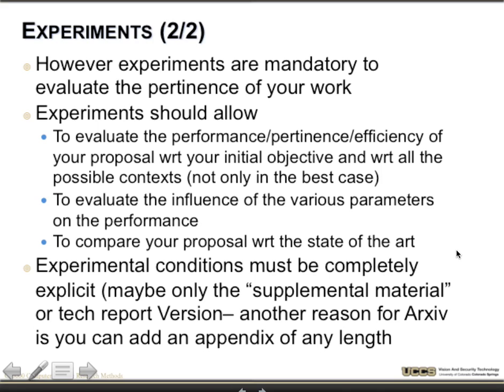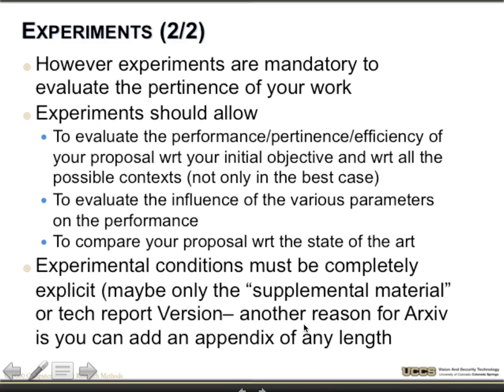In my view, in my field, we're now getting to the point where our reviews actually have questions about how reproducible the work is. Experimental conditions really should be completely supplied, and maybe you only put that level of detail in supplemental material, the tech report version. It's another reason why I like to see arXiv growing, because you can add an appendix of any length. Most ideal, which I try and push my students to do, is to actually release the code through GitHub or something else, but very often people are too embarrassed for that.